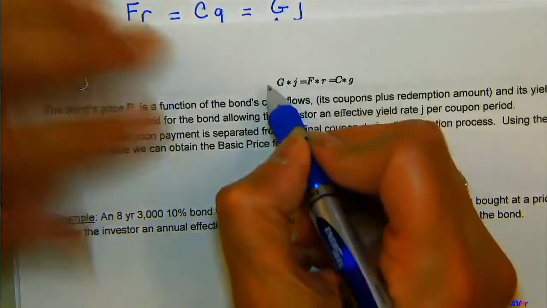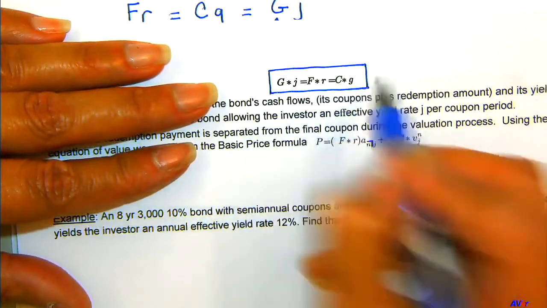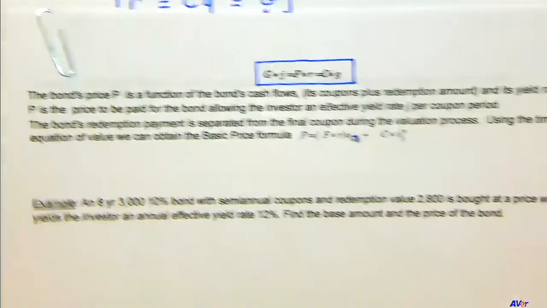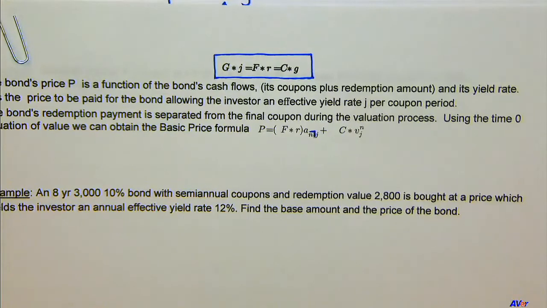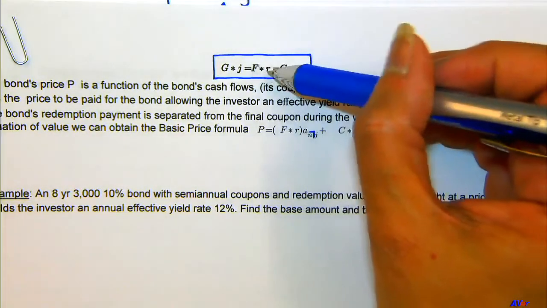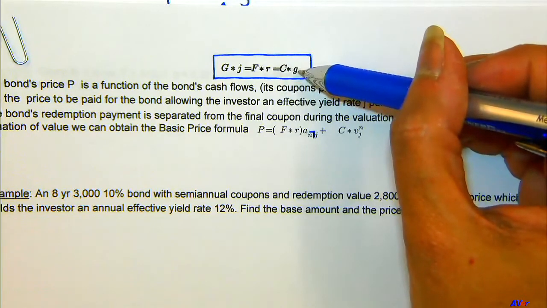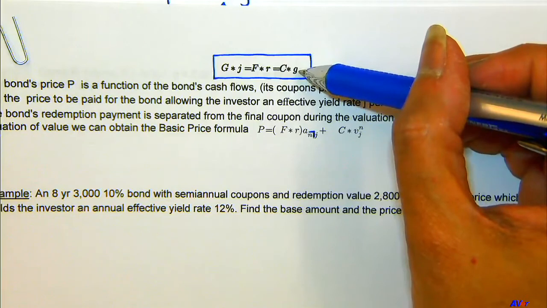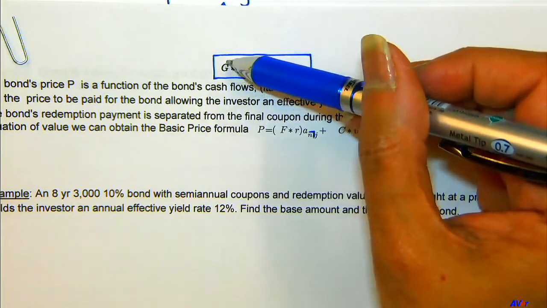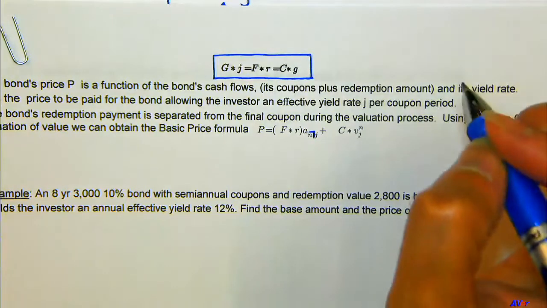So this, of course, should be memorized. You're going to use this all the time anyway. Fr equals Cg equals Gj. So what do we have here? We have the face amount F, the coupon rate r per coupon period, C, which is the redemption, g, which is the modified coupon rate, G, which is the base amount, and j, which is the yield rate per coupon period.